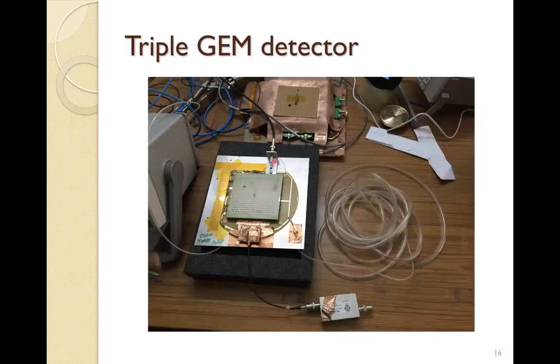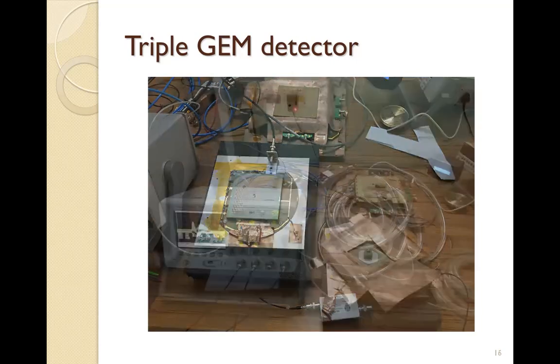The high voltage is applied, and these high voltages are distributed among the individual 3 GEM foils. Because we are using a triple GEM, I need 3 delta V's: delta V1 for the first GEM, delta V2 for the second GEM, and delta V3 for the third GEM. So accordingly we need to distribute the voltages for that.